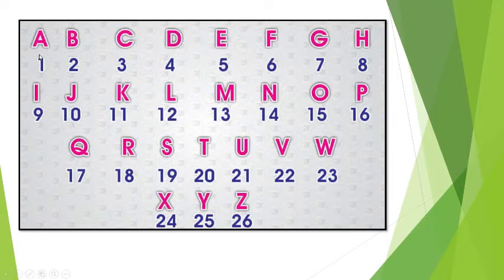You can say first is A and the last letter is 26. If someone asks you what is the 10th letter of the ABCD alphabetical order, then you can say J. J is the 10th letter of the ABCD or alphabetical letters, right?